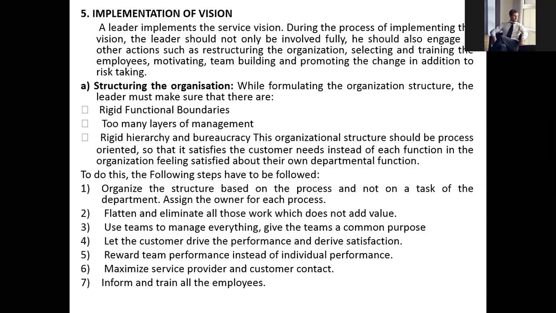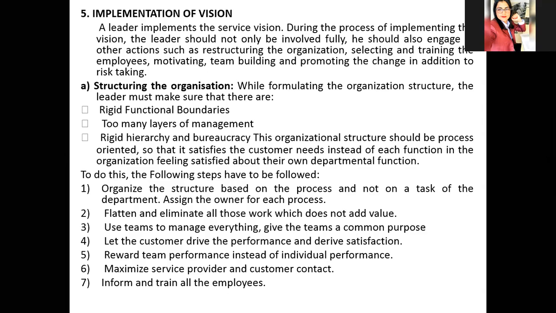Assign the owner for each process. Assign particular work to the qualified candidates for each particular process. Then flatten and eliminate all that work which does not add any value. You need to leave that work or remove it. Flatten your business and eliminate such kinds of positions.